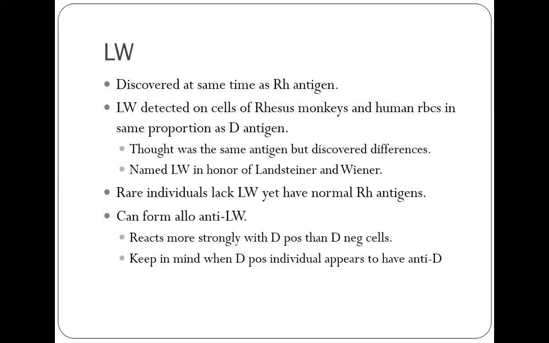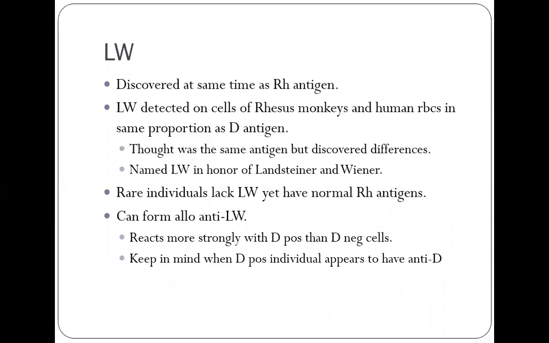Then this is the other blood group system that I talked about. I just wanted to mention it again so you can make that distinction between a real Rh antibody and a rhesus antibody. It was discovered at the same time, but LW is detected on cells of rhesus monkeys as well as human red blood cells. It's found in the same proportion as the D antigen, and even though it was thought to be the same antigen, they did discover differences.